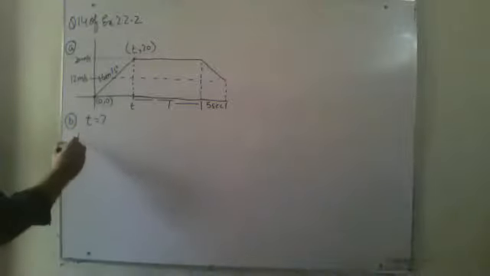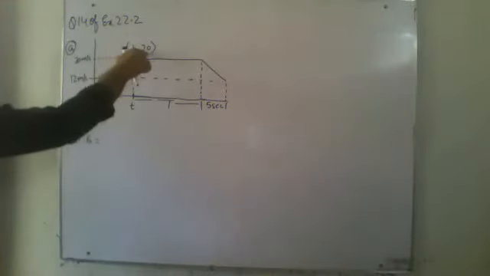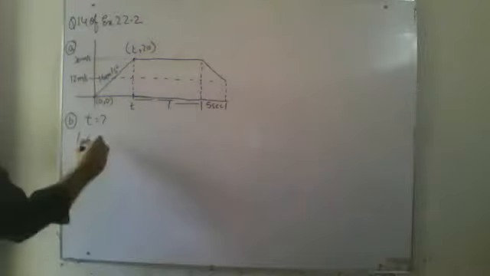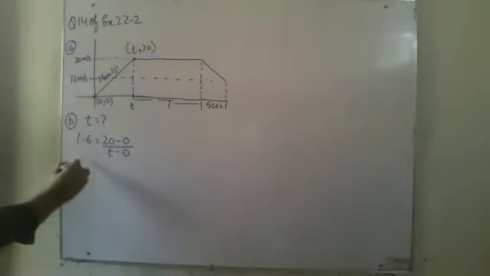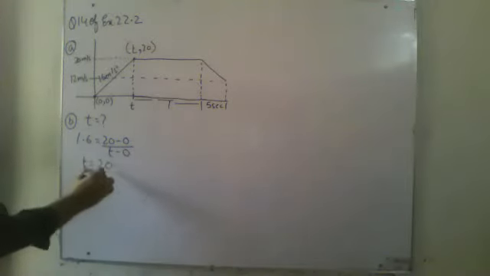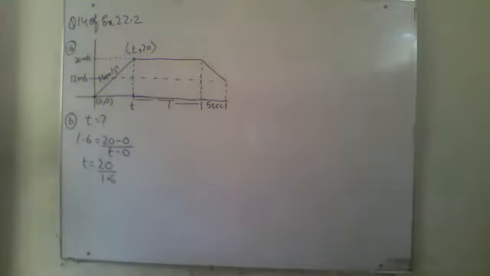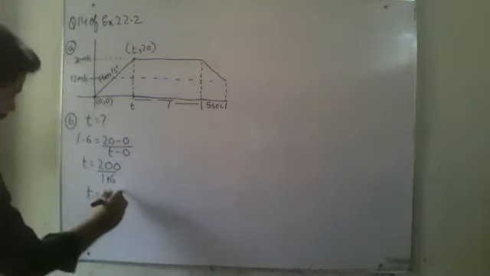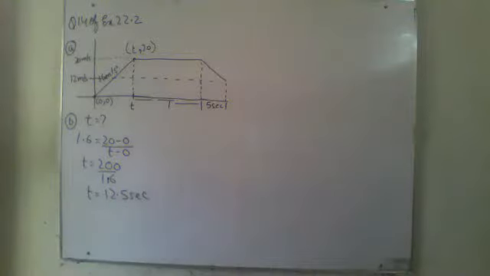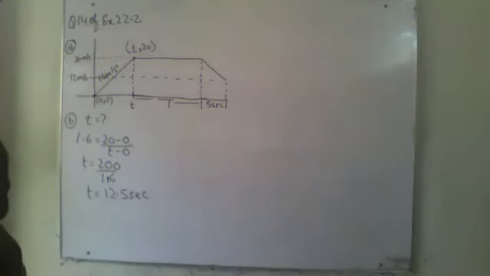Okay, so 1.6 equals (y2 minus y1) upon (x2 minus x1). Shifting it, this will become t equals 20 over 1.6. Removing the decimal point from here, this will become 200 over 16. When I simplify it, my answer is coming t equals 12.5 seconds. Okay, the first answer is 12.5 seconds.